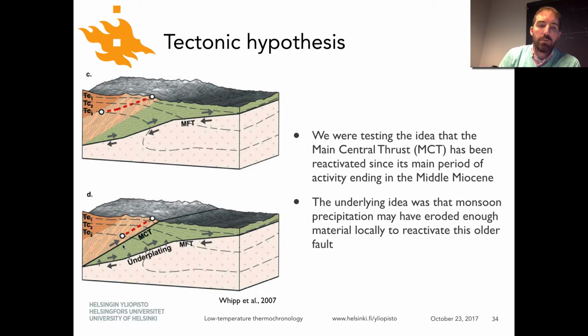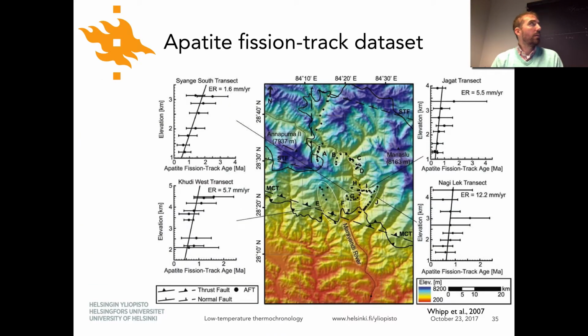The question was whether this thrust fault here, the main central thrust, which was a major structure active in the early Miocene, had been reactivated in the last few million years. There's some geological evidence that would suggest it's been active recently. We had samples collected in the hanging wall of that fault, and so we thought maybe we could distinguish between the cooling history of the rocks that would be transported like this versus rocks transported along a path that's parallel to the main Himalayan thrust. The difference in those two cooling histories would allow us to tell which of these tectonic scenarios was more likely.